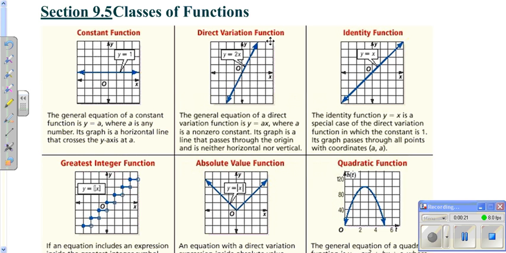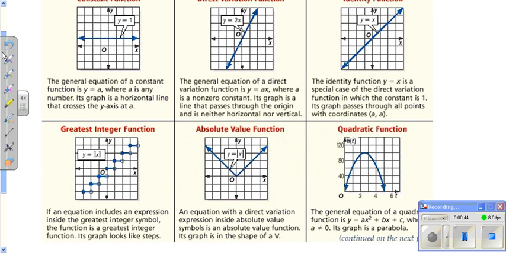Remember, we had said a direct variation was a special linear function that goes through the origin. So if it's a line that goes through the origin, it's a direct variation. An even more special direct variation, or even more special line, is the identity function, where it goes through the origin but always has a slope of 1.